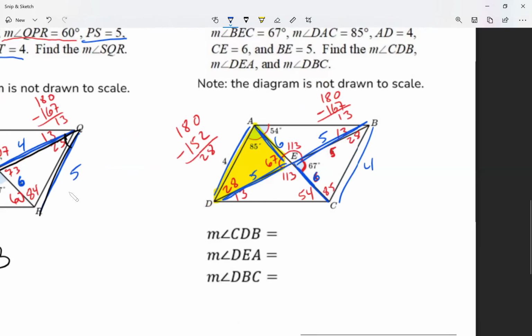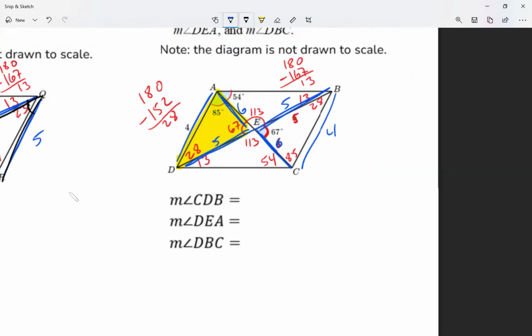Okay, let's see what I've been asked. The measurement of angle CDB. So starting at C, go to D, and then B. That gives me this corner, which I'm going to call 13 degrees. The measurement angle DEA. So DEA. That gives me this angle, which I'm going to call 67.